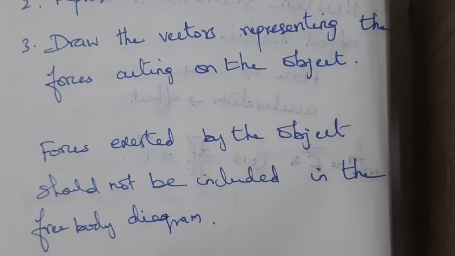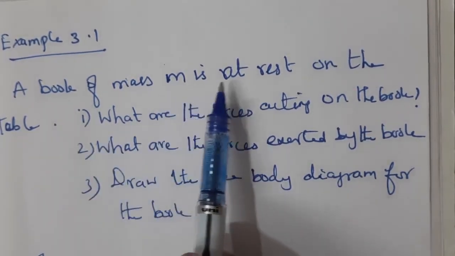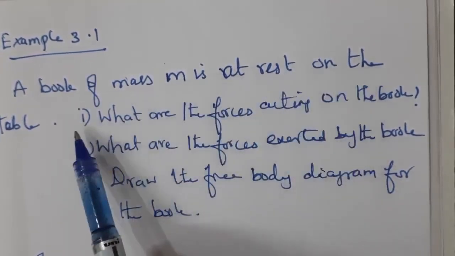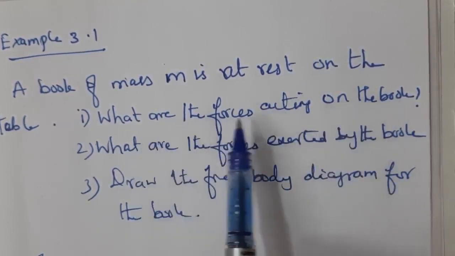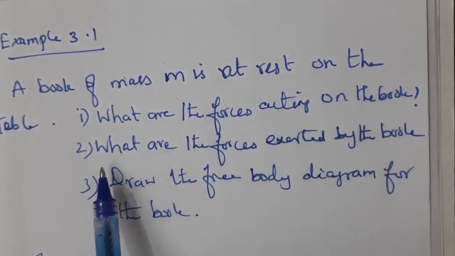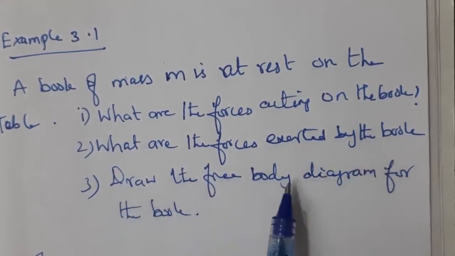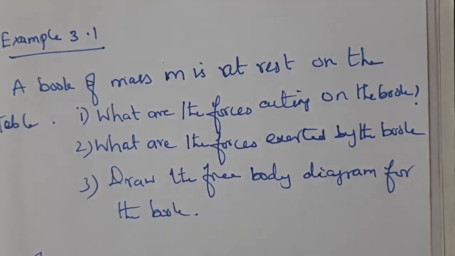When we are doing some problems, we can understand the free body diagram. Let's see example 3.1. A book of mass m is at rest on the table. First question, what are the forces acting on the book? Second question, what are the forces exerted by the book? Third one, draw the free body diagram for the book.